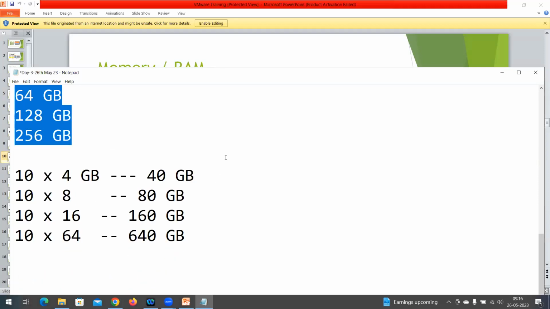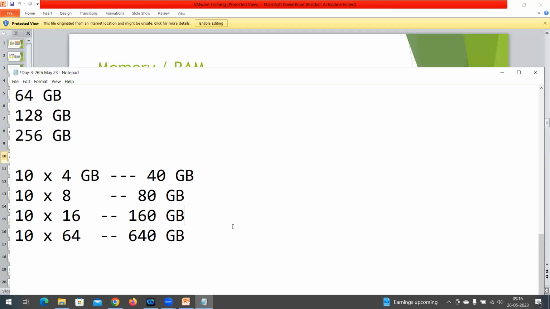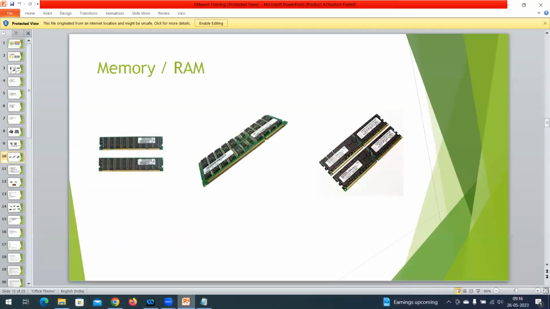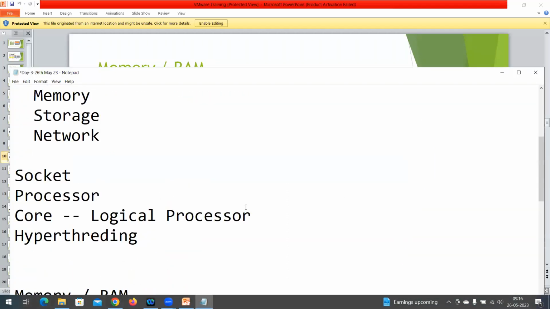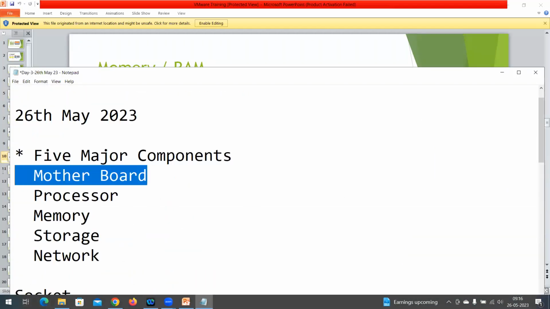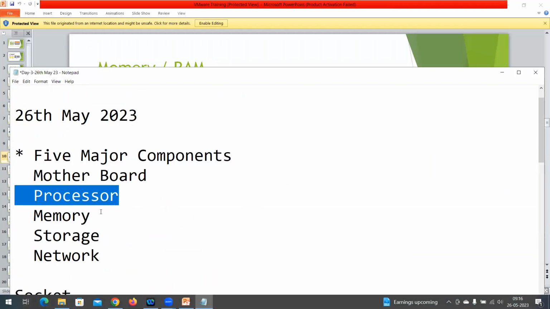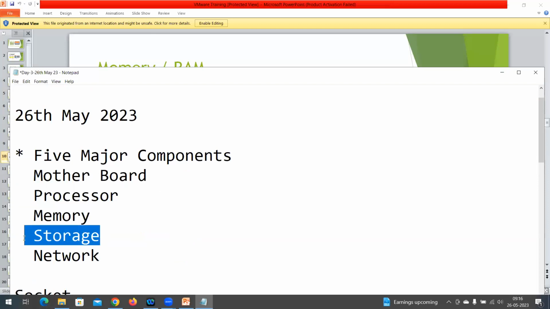So we covered the processor and memory. Next we are going for the next topic. Motherboard is done, processor is done, memory is done. Next one is storage. What is storage?